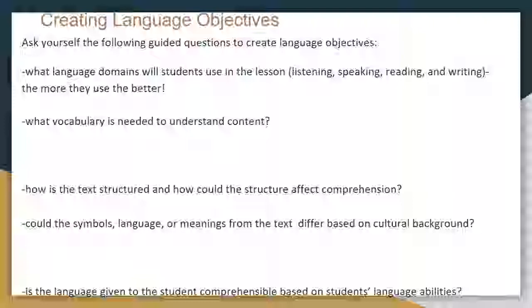Another thing you could ask as well is, are there any symbols, words, or meanings in the text that are different across languages and across cultures? And if so, as a teacher, you'll need to specifically and explicitly teach those cultural concepts. Like an idiom, like the phrase, pull your leg, or something like that, where literally you're not actually pulling someone's leg. It's an idiomatic phrase in English that's unique to English for saying you're telling a joke.